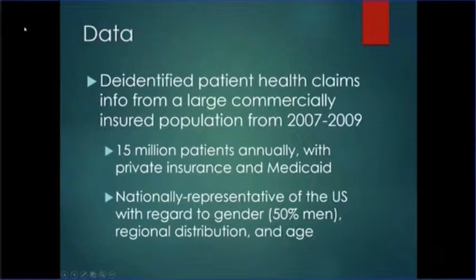And it was important to use a very large data set because if we're trying to translate this information to practice, there are going to be these large state databases or federal databases, and that's the kind of big data that this would be used on. So it was important to be able to determine feasibility in that same sort of data context. And so these are nationally representative of the US with regard to gender, regional distribution, and age.